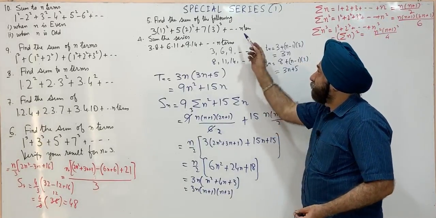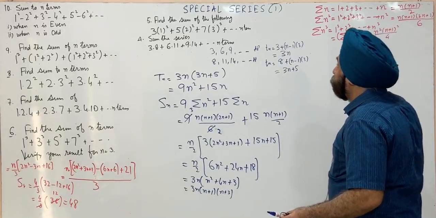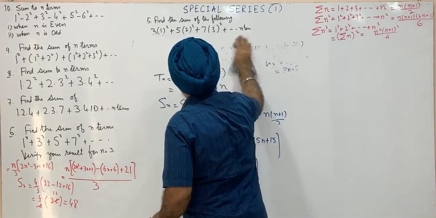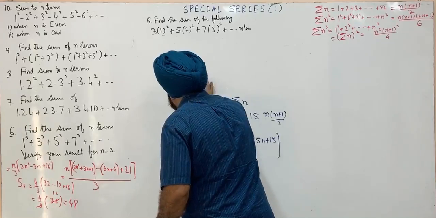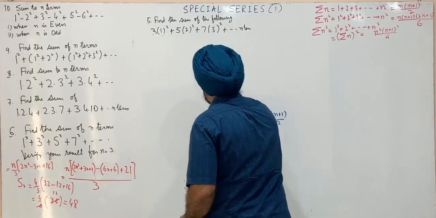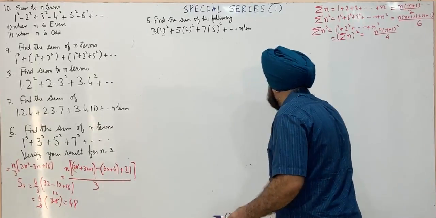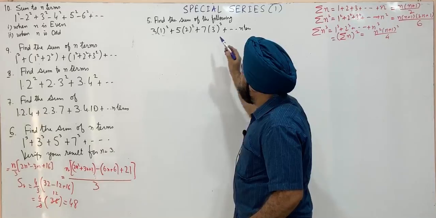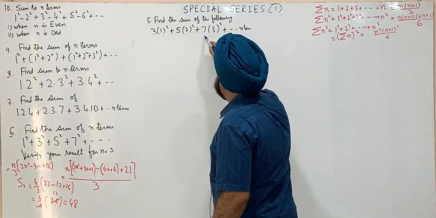The next one, we have to find sum of the following series up to n terms. We identify that each term is product of two factors. So we write the first terms.